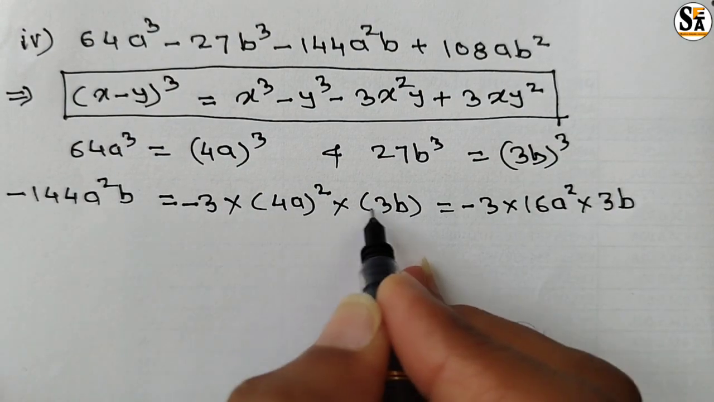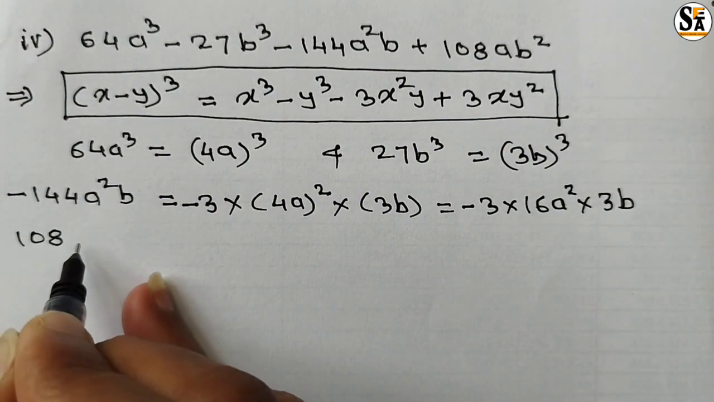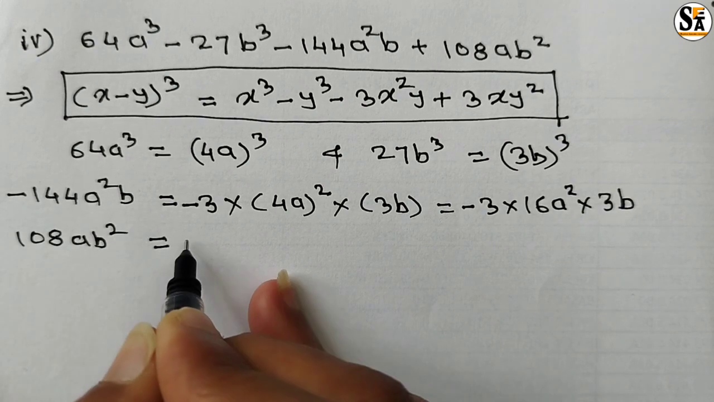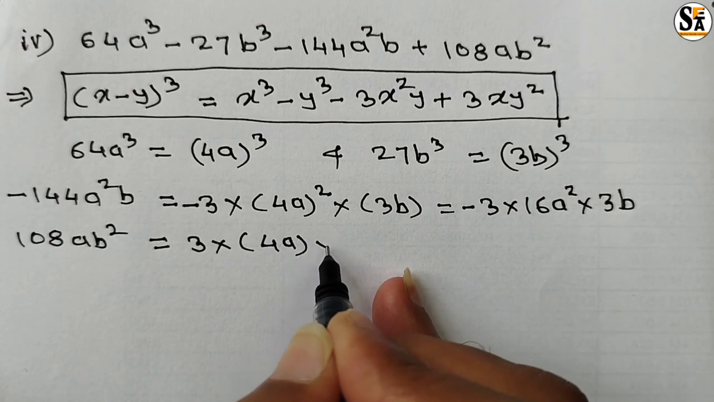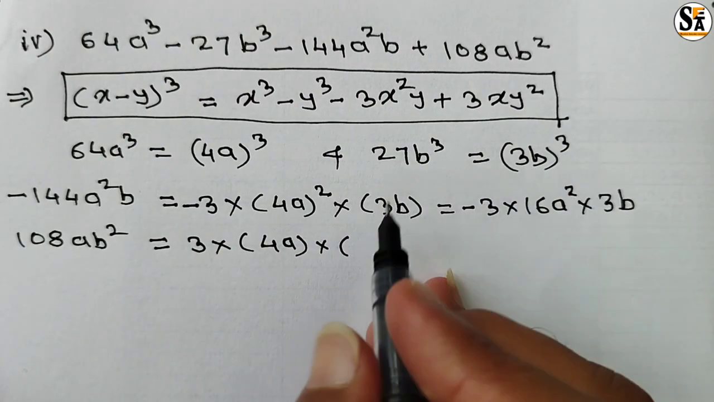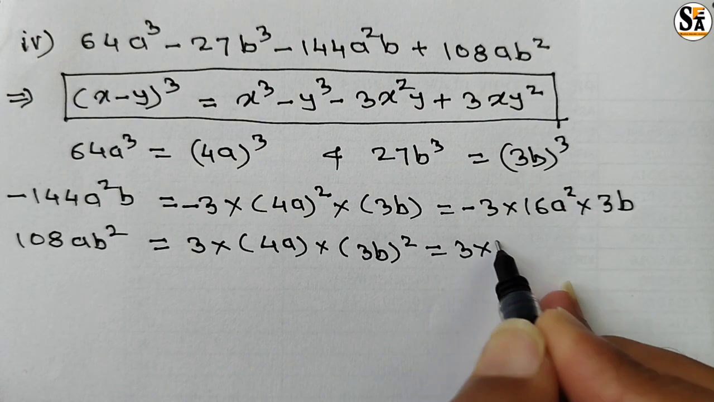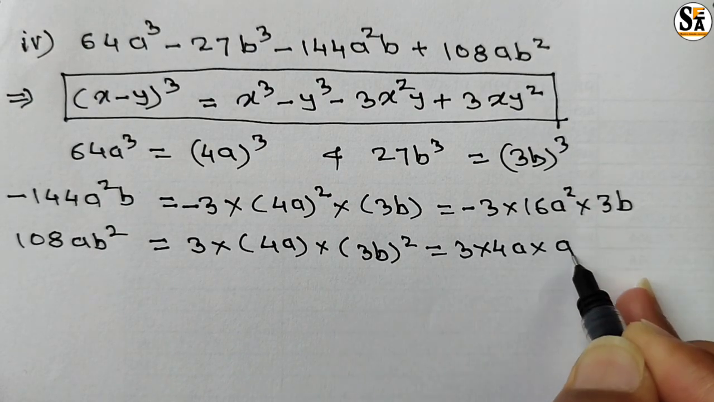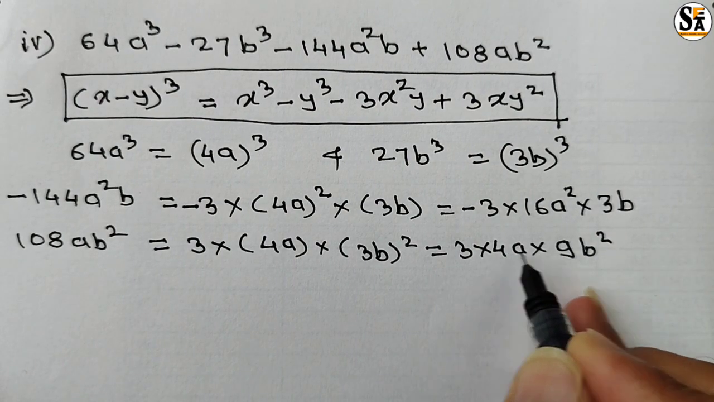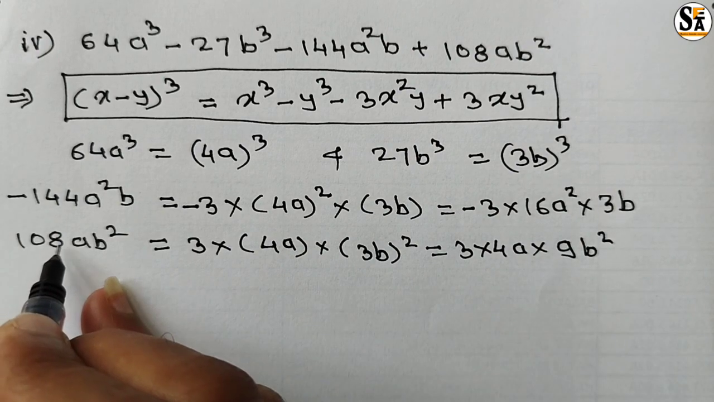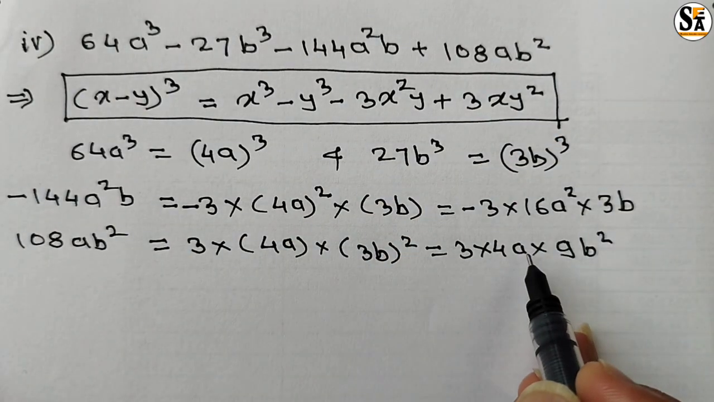So we can convert this term like this for our convenience. Similarly, this 108ab square we can write as 3 into this 4a into this second term is our 3b, so 3b square. Just see, 3 into 4a and square of 3b is 9b square. Take the multiplication of these coefficients. 3 into 4, 12. 12 into 9, that is 108. And this a and this b square variables. So we can convert these terms for our convenience like this.